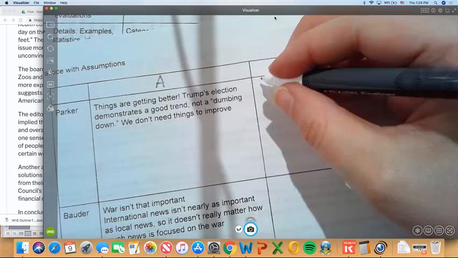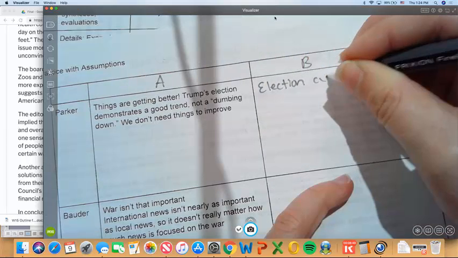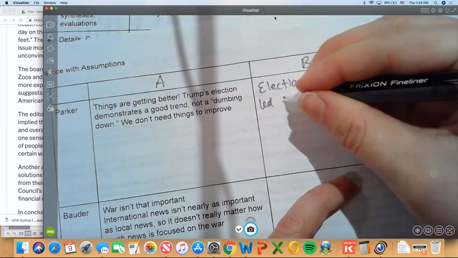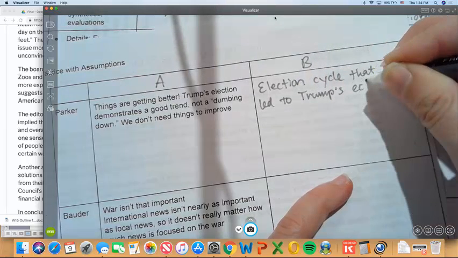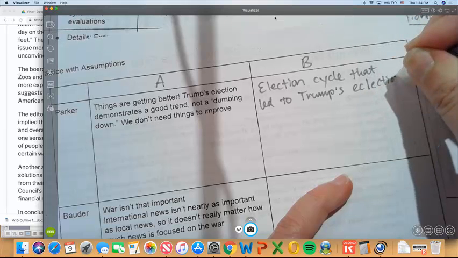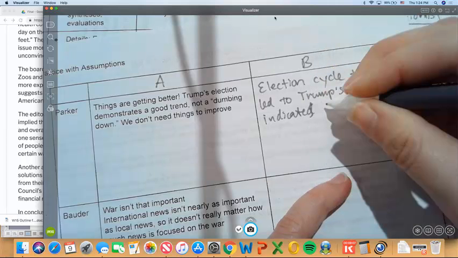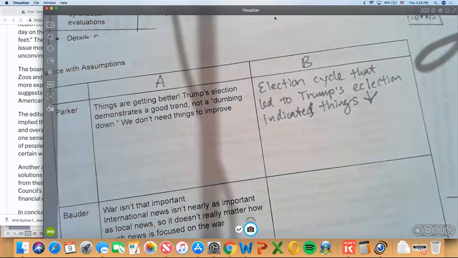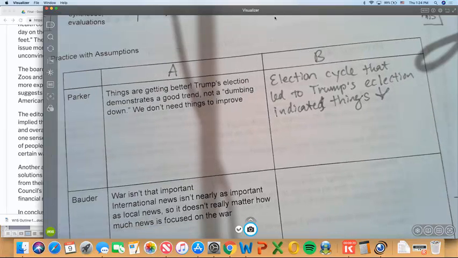So yeah, this idea that the election cycle that led to Trump's election indicates things getting worse, like society not improving. So that's one of those underlying assumptions. It's not the only one, but that's one of them.